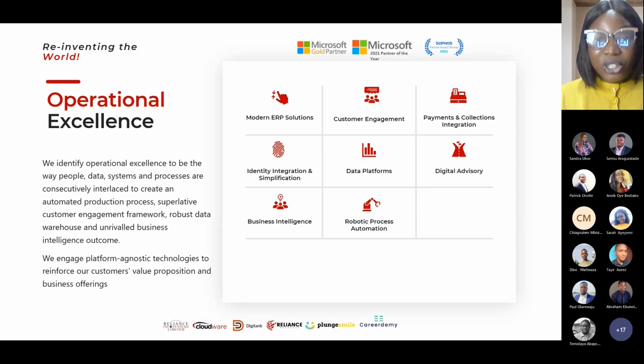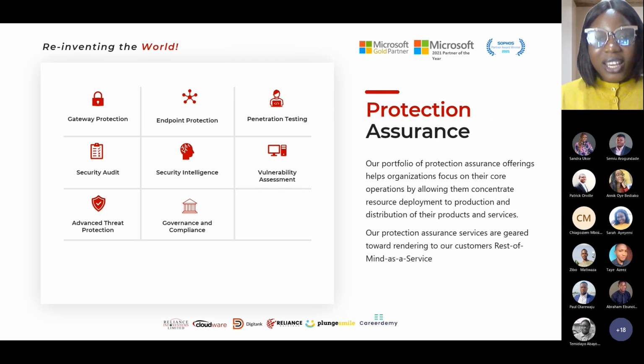Next is the operational excellence pillar, where we infuse excellence in how businesses connect data, people, and systems, to ensure that you are free from all forms of blockers that are common to the modern workspace, and achieve unparalleled business outcomes. And finally, we have the protection assurance pillar, which is the focus of our webinar today. We offer you peace of mind as a service so that you can focus on your core business goals and operations without flinching or worrying over the threat landscape of today.